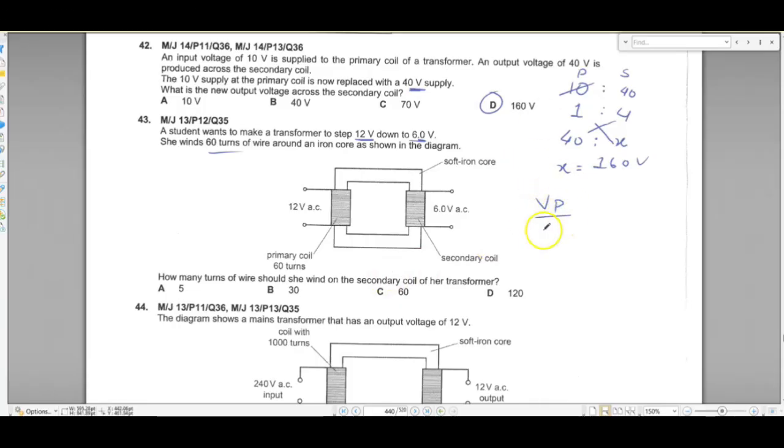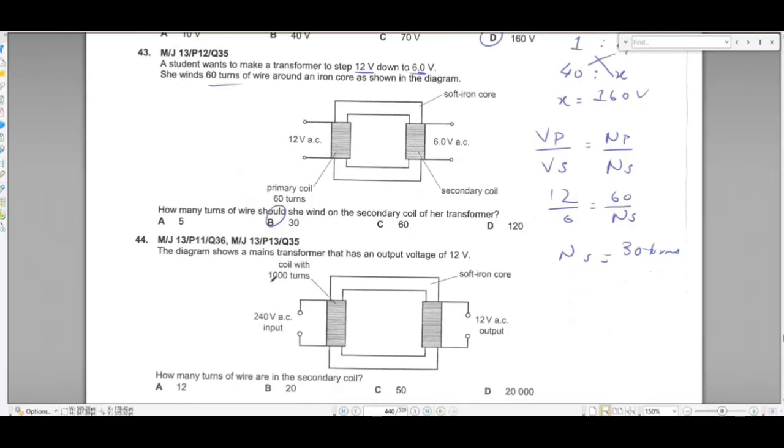Okay. Now we know VP, we know VS, we know NP, and we need to know NS. So this is 12, this is 6, this is 60, and NS we need to find. So NS over here is going to yield 30 turns. Okay. So B is the correct option.